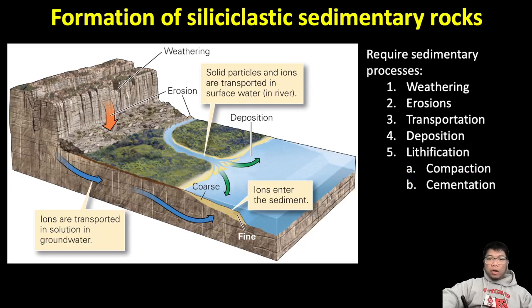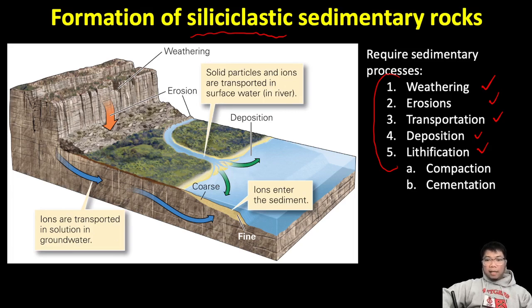In this video, we are going to focus mainly on siliciclastic sedimentary rocks. The reason is that siliciclastic sedimentary rock is the most common type of sedimentary rock on Earth, so it's very important to learn about this in more detail. In order to create siliciclastic sedimentary rocks, we need these five processes: weathering, erosion, transportation, deposition, as well as lithification.